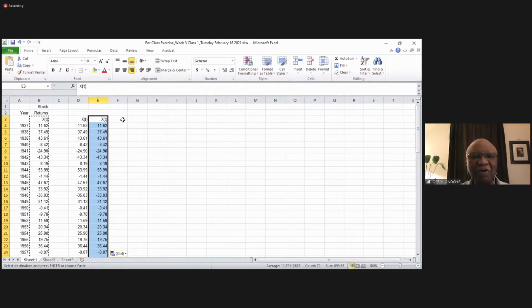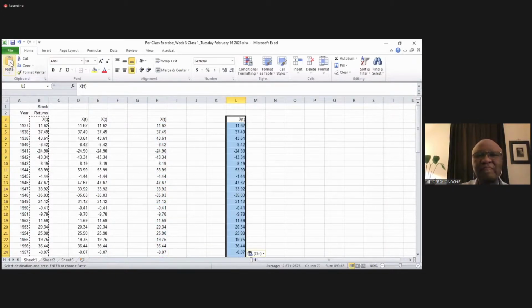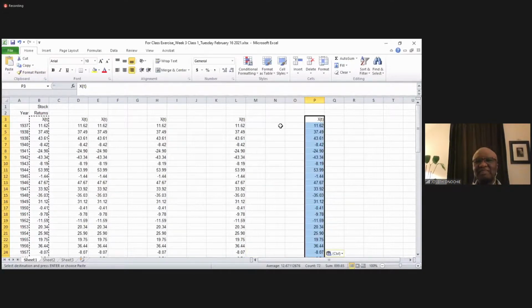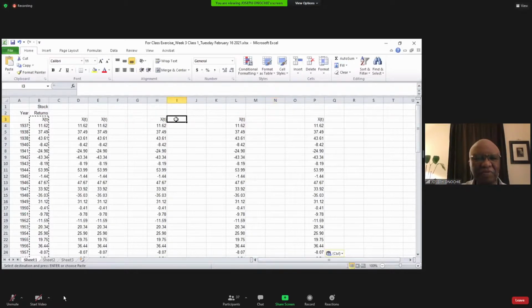And then I'm going to give three spaces, and I'm going to put another x of t. And I'm going to do another three spaces. In the fourth one, I put another x of t. So in this first one, I put x of t next to x of t. And here, I'm going to type something called x of t minus 1.